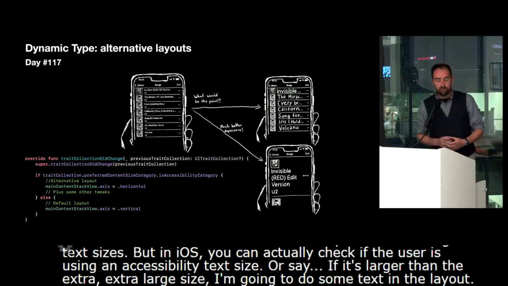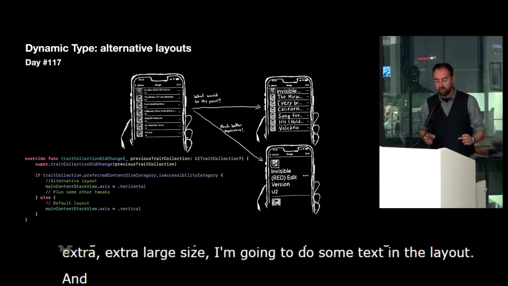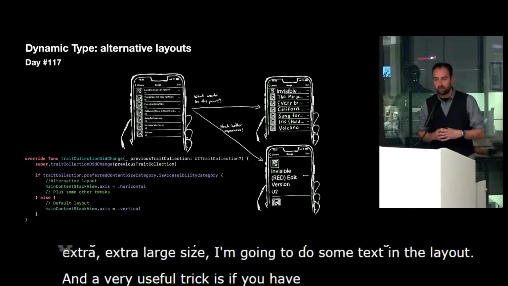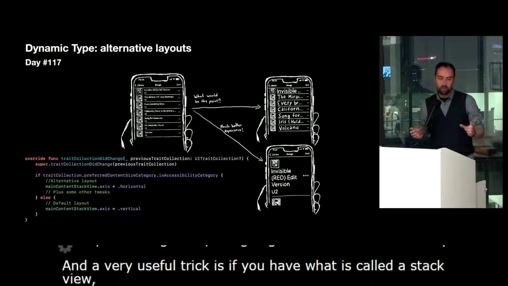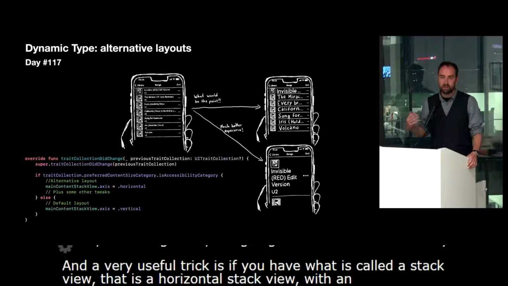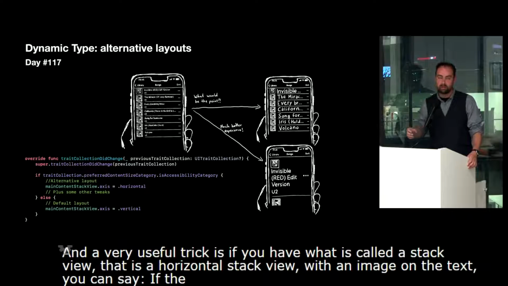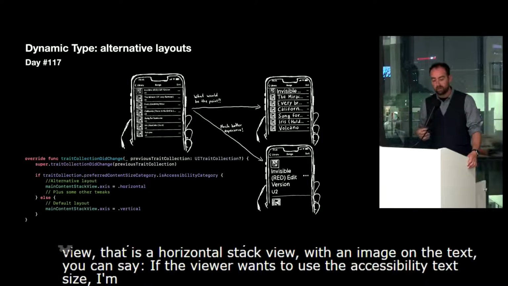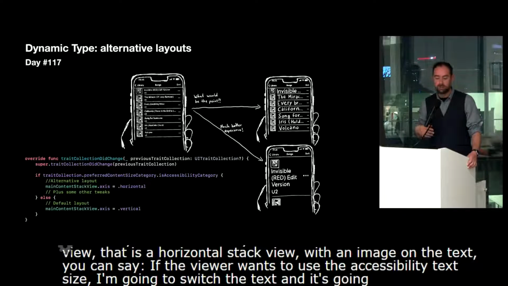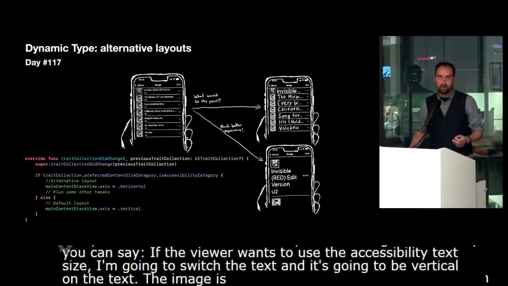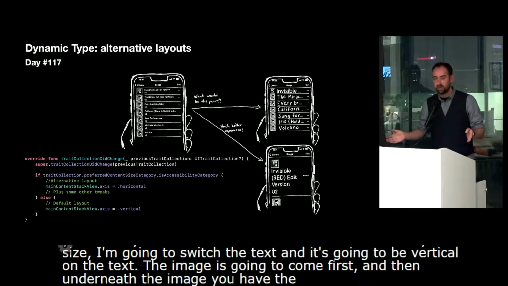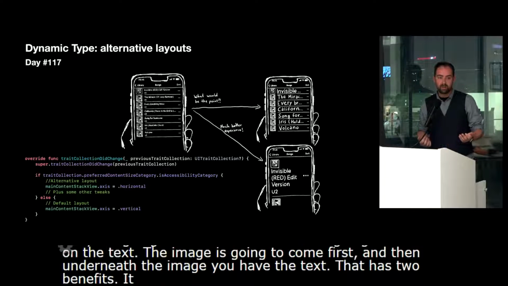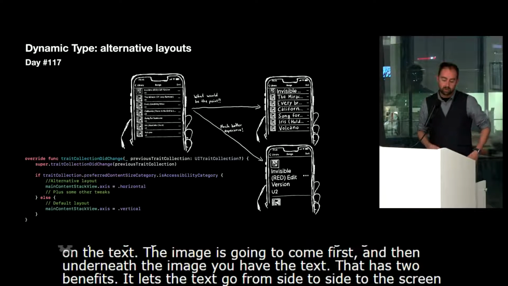A very useful trick is if you have what is called a stack view, that is a horizontal stack view with an image and a text. You could say, well, if the user wants to use an accessibility text size, I'm going to switch the axis, and now it's going to be vertical. So the image is going to come first, and then underneath the image you're going to have the text. And that has two benefits. One is it lets the text go from side to side of the screen, plus you can increase the number of lines, because now you can grow as much as you want.